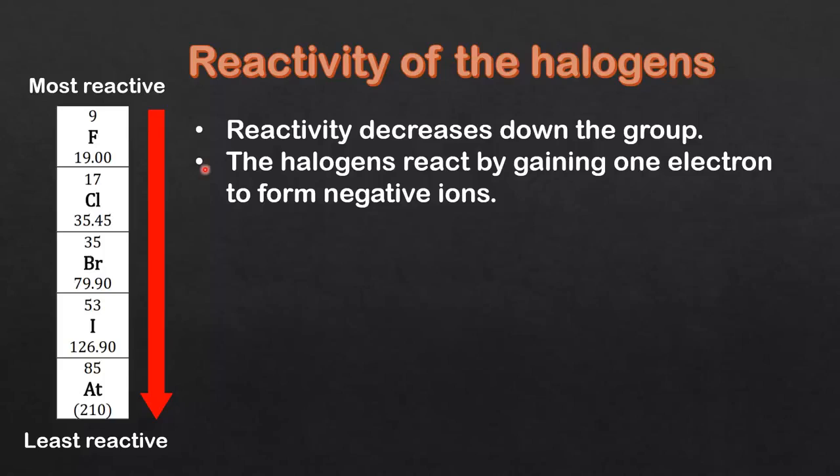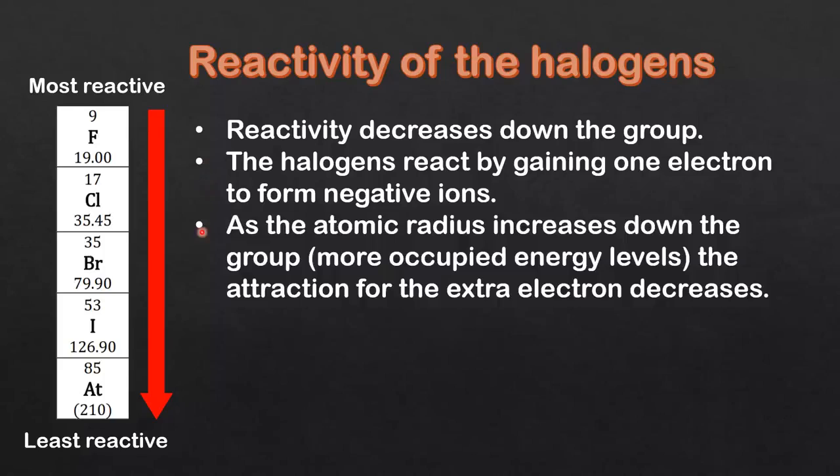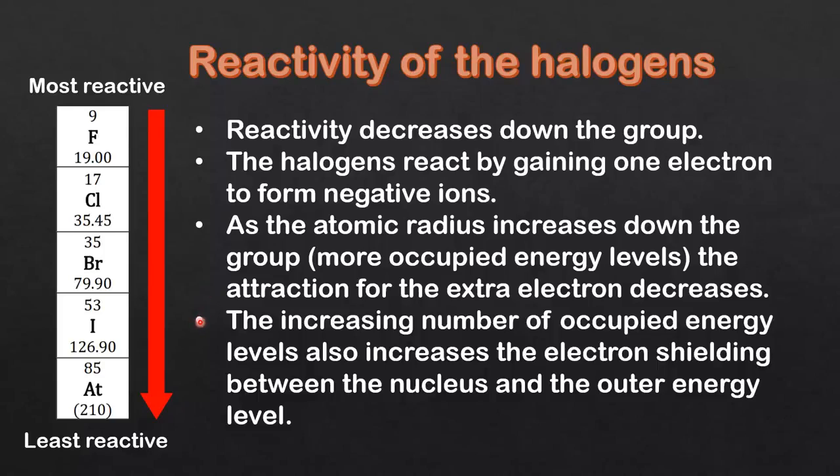The halogens react by gaining one electron to form negative ions. As the atomic radius increases down the group, which means more occupied energy levels, the attraction for the extra electron decreases. Another reason is the increasing number of occupied energy levels also increases the electron shielding between the nucleus and the outer energy level, and that also decreases the attraction for the extra electron.